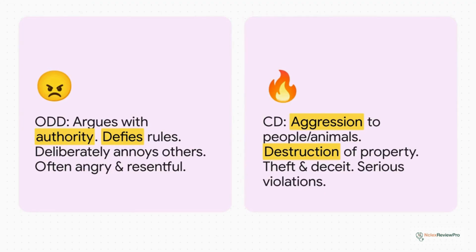Think of ODD as a pattern of no. They argue, they defy, they push back against authority. But conduct disorder? That crosses a line into actively violating the rights of other people or major social rules. It's defiance versus downright destruction.